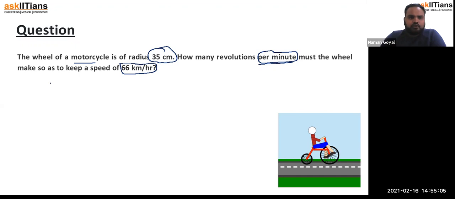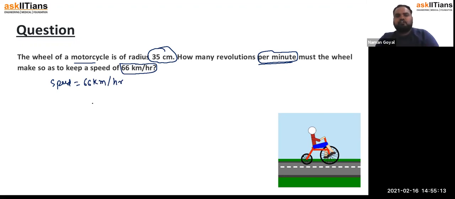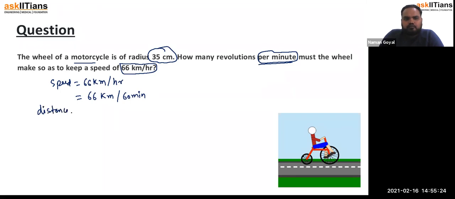Okay, so speed is 66 kilometer per hour. It means they cover 66 kilometer in 1 hour. So we can say that it is 66 kilometer per 60 minutes. So how much distance is covered in 1 minute? See, 66 kilometer in 60 minutes, so in 1 minute it will be 66 upon 60 kilometer. So if you see, you will get 1.1 kilometer.